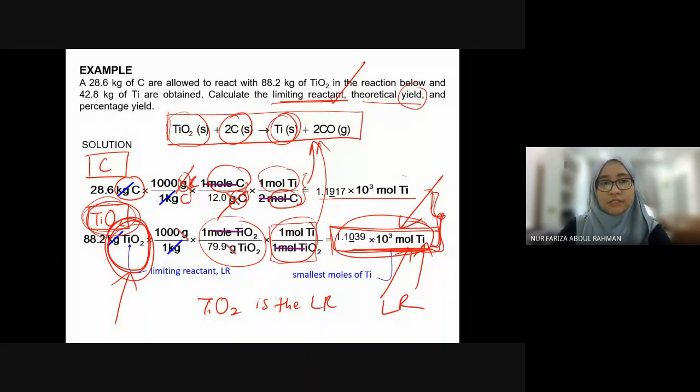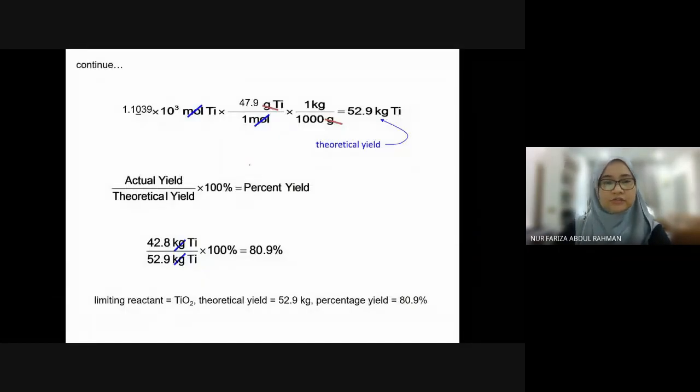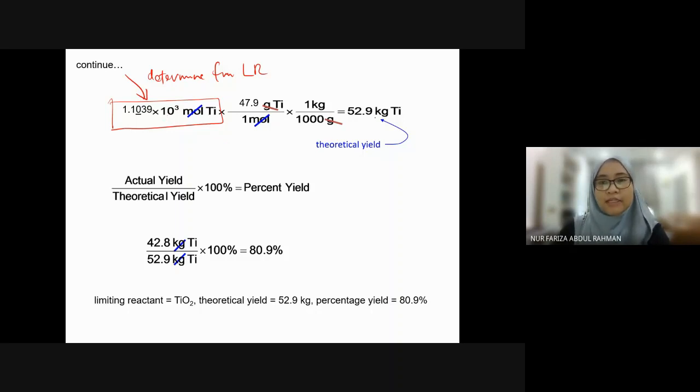So you need to convert this theoretical yield. How did you find the theoretical yield just now? This one, determined from the limiting reactant just now. So the next step is to convert the mole into mass. For the theoretical yield, in this case, it wants it in terms of mass. We can also leave it as mole as the final unit, but in this case it wants mass.